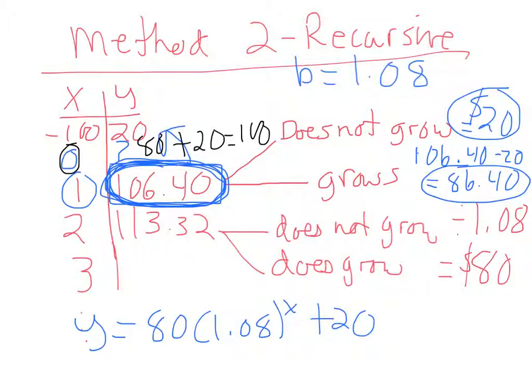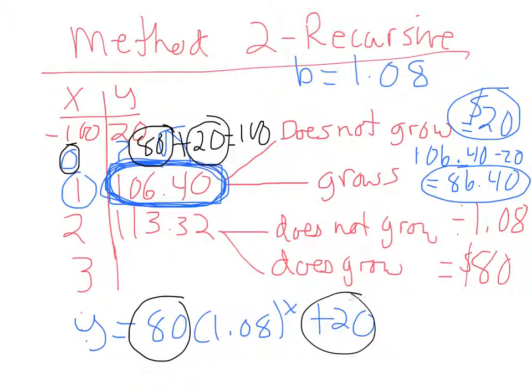Okay. And what it does is the $80 is growing, which gives us our A value. And then we already knew the 20. There's our 20. And the 1.08 is 1 plus 8%. So let's take a look at the next page and sort of summarize that.